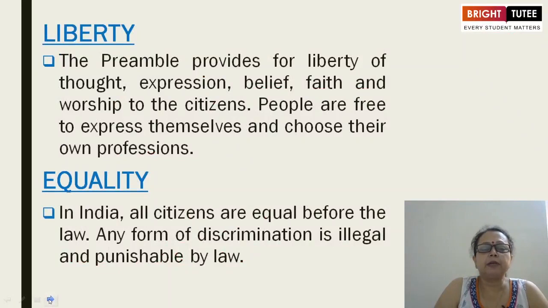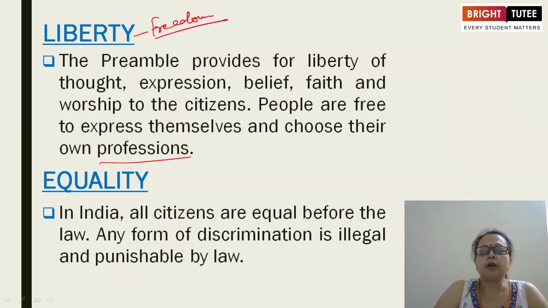Next, it is liberty. The preamble provides for liberty of thought, expression, belief, faith and worship to the citizens. People are free to express themselves and choose their own professions. Here, liberty means what? This is also considered as freedom.